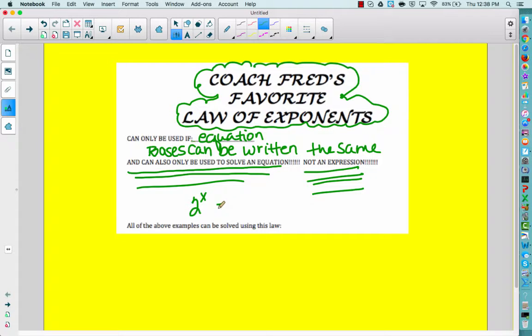So Coach Fred's favorite law basically says, if we look at something like this, 2 to the x equals 2 to the 5. As long as these numbers are exactly the same, the bases are the same, and there's no other things being multiplied, meaning there's a single monomial equaling a single monomial. If the bases are the same, then you can cancel them, so x equals 5. This is a pretty clear example. 2 to the 5 would have to equal 2 to the 5. Again, it has to be single monomials, so you can't have other things being multiplied to it or added to it, and the bases have to be the same.